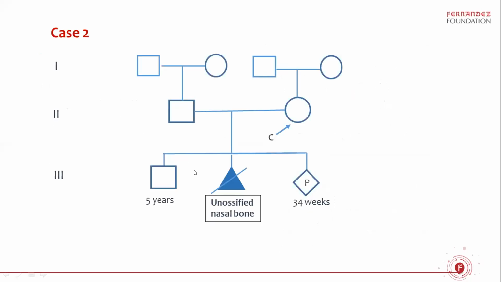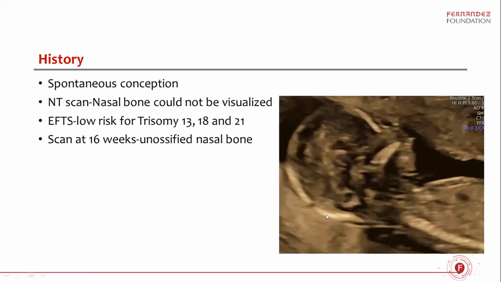If you look into case 2, this is also again a non-consanguineous couple. They had a first child who was 5 years old, a male child who is completely normal. In the second pregnancy, there was an unossified nasal bone, and they terminated. This is the third pregnancy, and she is at 34 weeks at present. The second pregnancy was again a spontaneous conception. On the NT scan, the nasal bone could not be visualized, and the serum screen showed low risk for trisomy 13, 18, and 21.